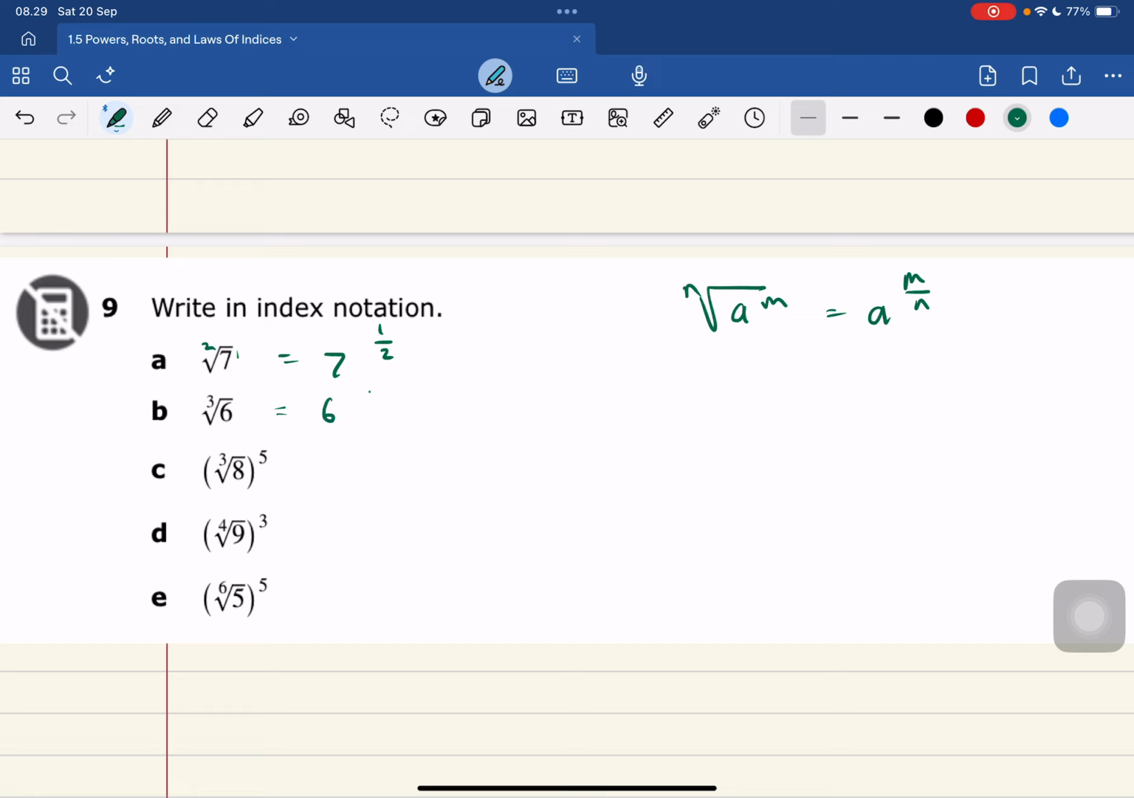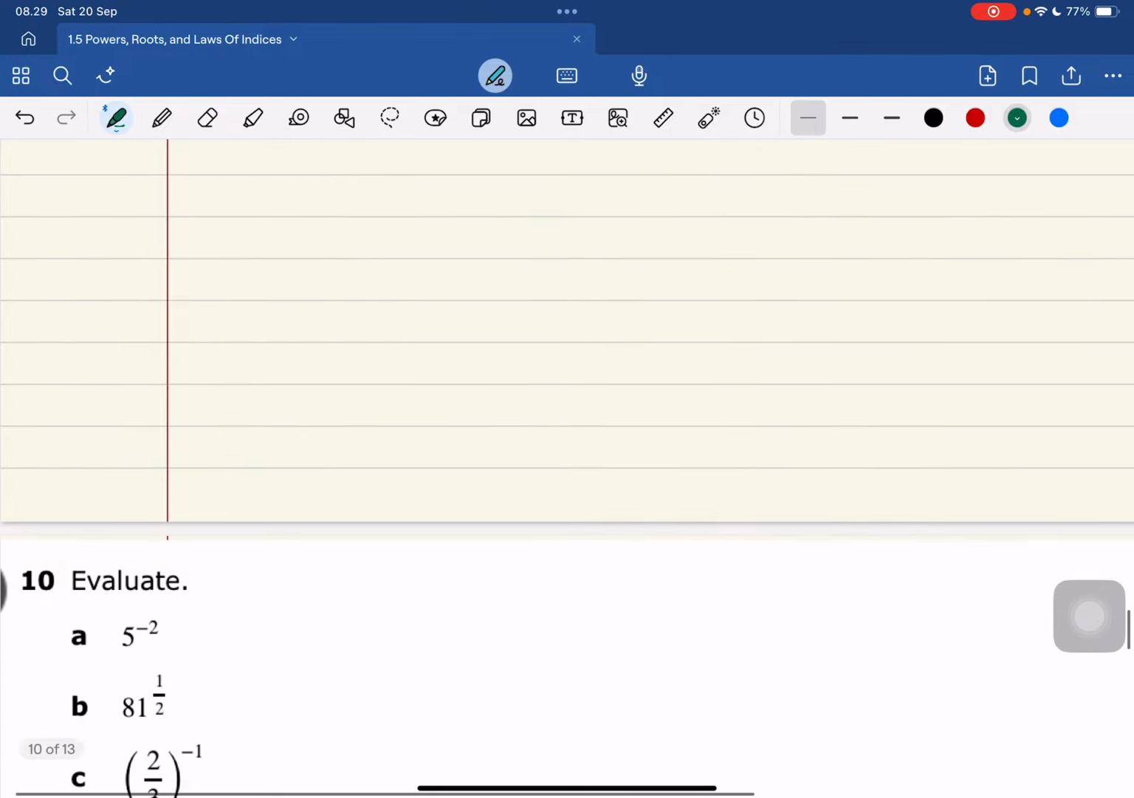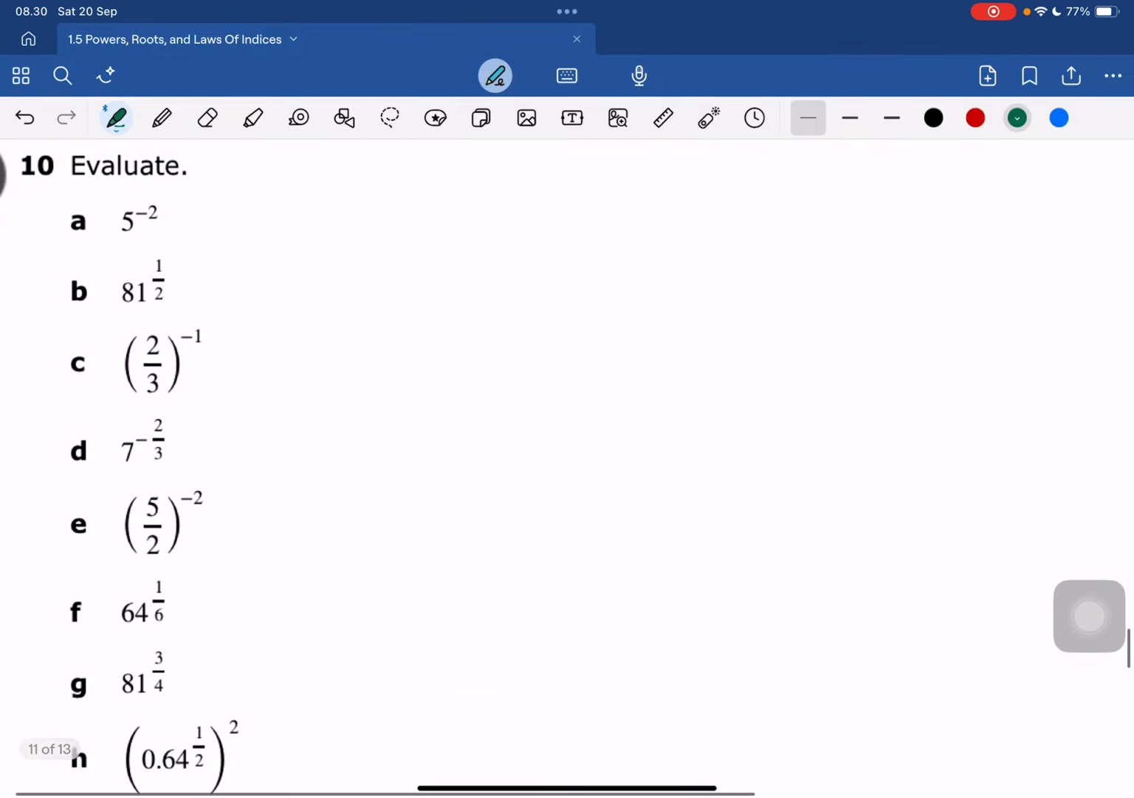Next, this is 6 power of 1 over 3. Good job. This is 8 power of 5 over 3. Next, this is 9 power of 3 over 4. And this is 5 power of 5 over 6. Okay, well done. Next, we need to evaluate.